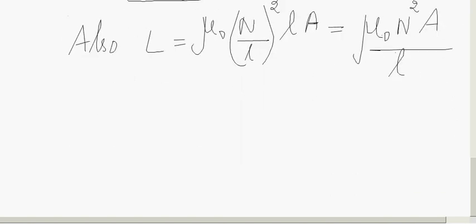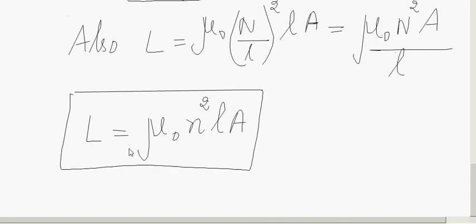Now if the core of the solenoid is made up of magnetic material of relative permeability mu r, then you have to multiply this equation by mu r. Self inductance L of an air core solenoid is given by mu naught n square L into A. Remember this equation. We will do some sums based on this in the coming class.